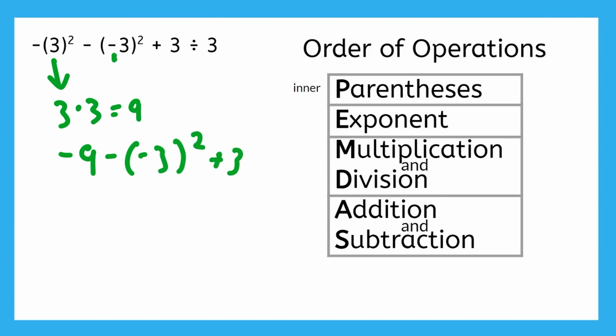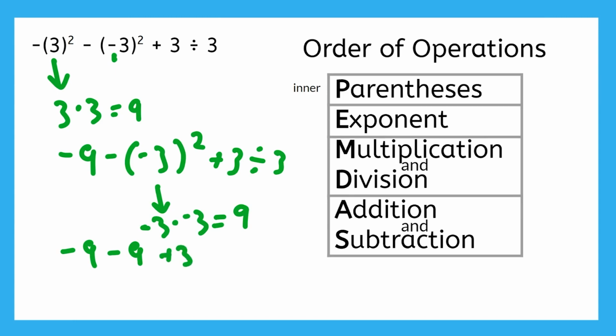For the other exponent, the negative is inside the group being squared. So it's actually -3 times -3, which is +9 because the negatives negate each other. Now we have -9 minus 9 plus 3 divided by 3.